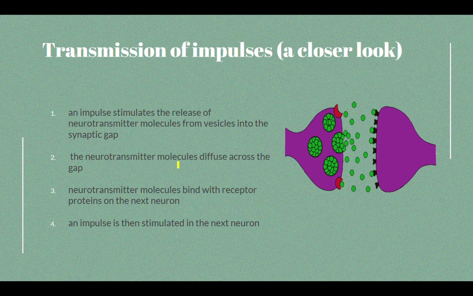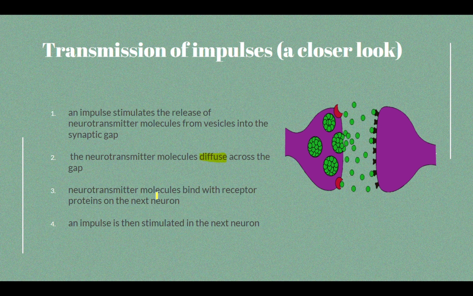The neurotransmitter molecules diffuse across the gap. Diffuse. Now this is very, very important. You need to know that it diffuses. So it goes from high concentration to low concentration. Here we have a lot of neurotransmitters. Here we have less. So how will it diffuse? It will move from high concentration to low concentration. If you can't recall what diffusion is, then you should revise, I guess, chapter 3. I'm not really sure, but I guess it's chapter 3.